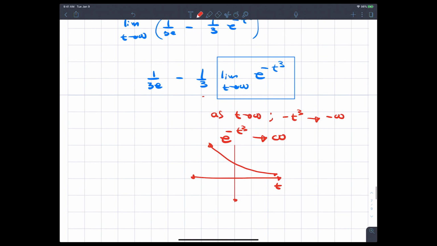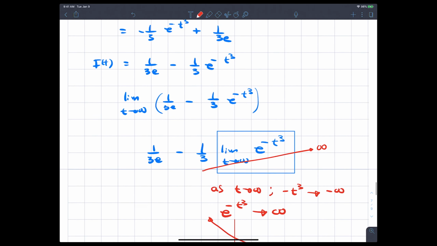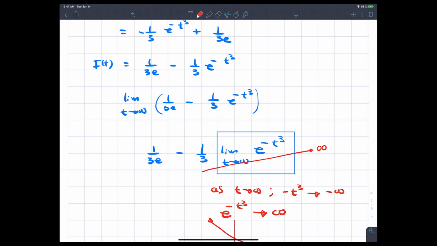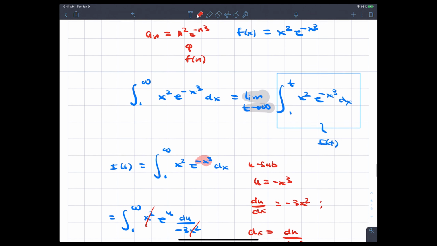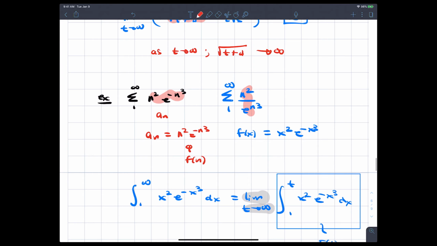So if this here is infinity, altogether, this limit here looks like it's minus infinity. In other words, we get divergence here. So if this is divergent, we know the series is also divergent. Let me just double check.